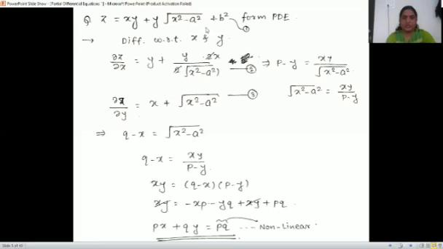So which type is non-linear and what is linear? Pp plus Qq equal to R. We have studied Pp plus Qq equal to R, where capital P, Q, R are the functions of x, y, z. If they are the functions of x, y, z, we can call them linear. And if they are not the functions of x, y, z, and pq is there, then that is called non-linear. So this is a non-linear equation.